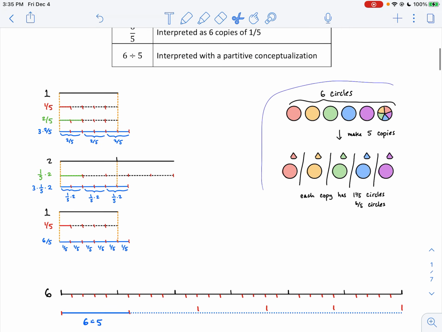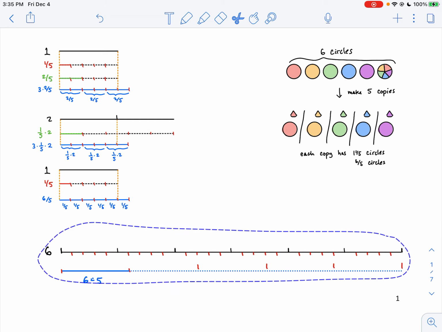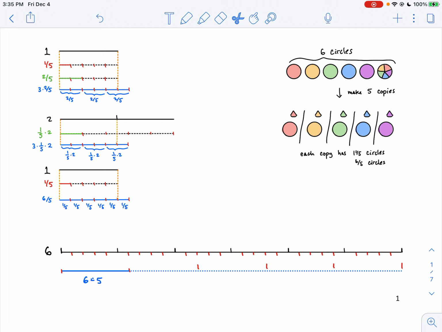And just for fun, here's a different representation showing 6 divided by 5 with a partitive conceptualization. 6 circles. I want to make 5 copies or 5 groups, and I did it by color coding. The first 5 go in their own group, but then the last circle needs to be split up into 5 equal parts and then shared between the 5 groups, and there are those wedges there, so that each group has 1 and 1/5 or 6/5 is the size of each group. This is doing the exact same thing, but with a number line approach. Right, we get 1 and 1/5 right there. 1 and 1/5 in each group.